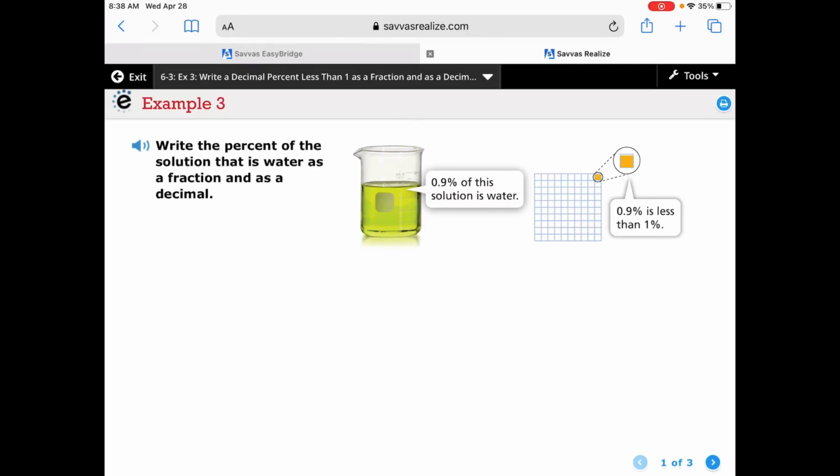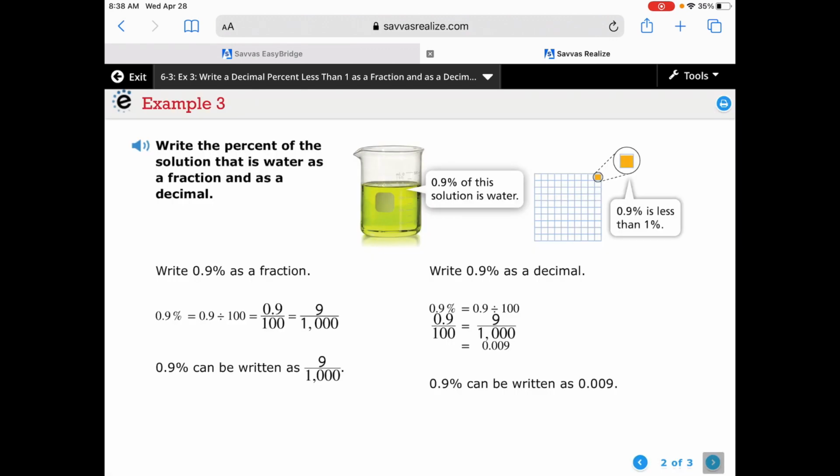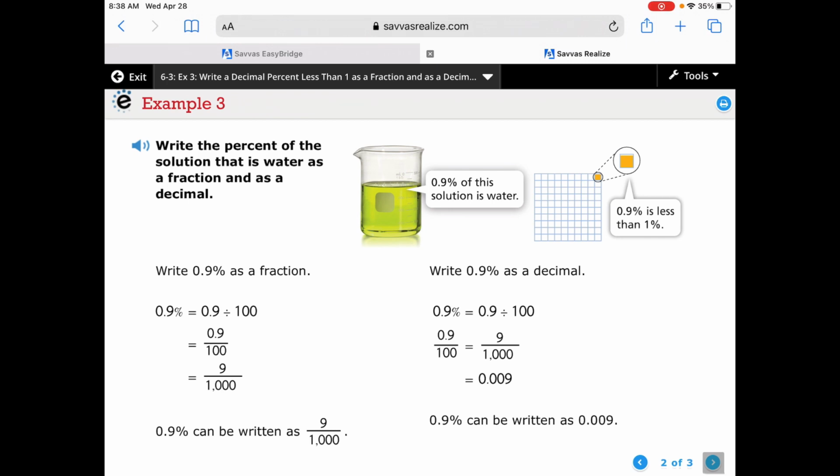All right, everyone, let's turn to the bottom of page 361 for example 3. It says, write the percent of the solution that is water as a fraction and as a decimal. All right, so we know that the first thing we can do as a fraction, we're going to do 0.9 over 100. We'll do 0.9 divided by 100, which ends up being 9 1,000ths, okay?